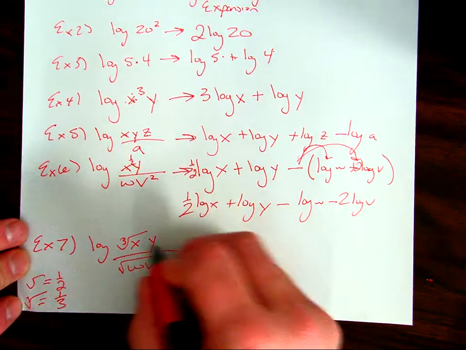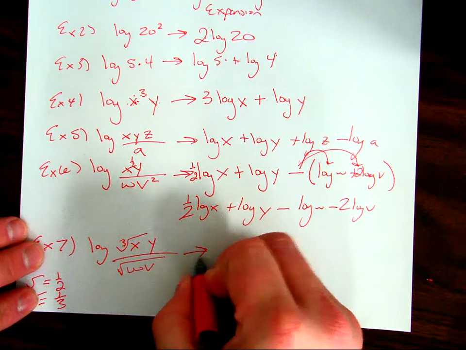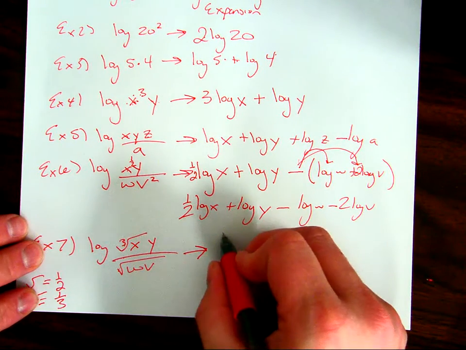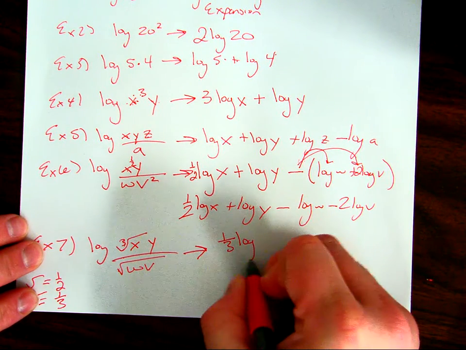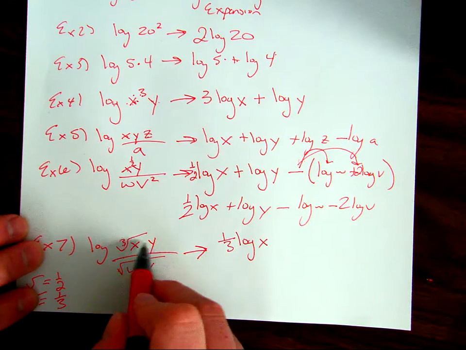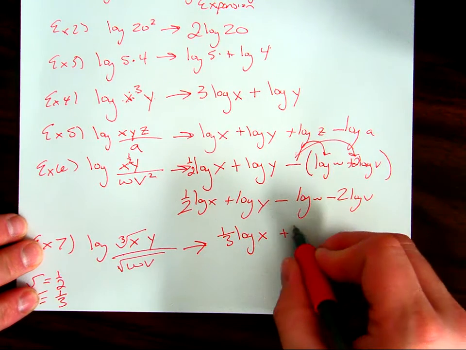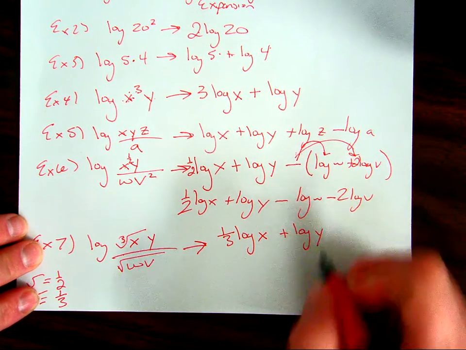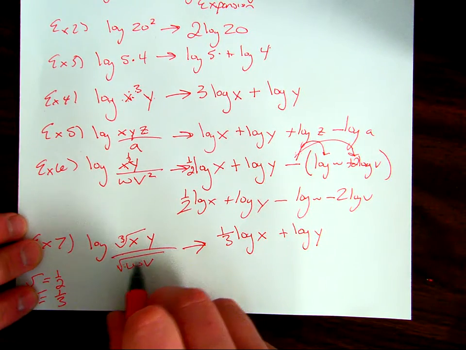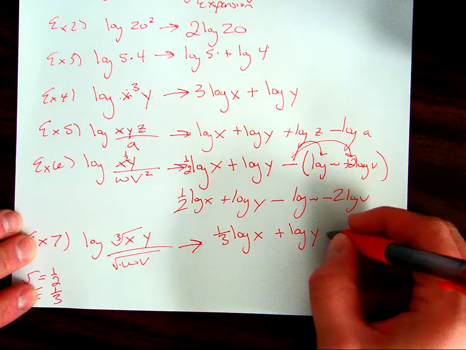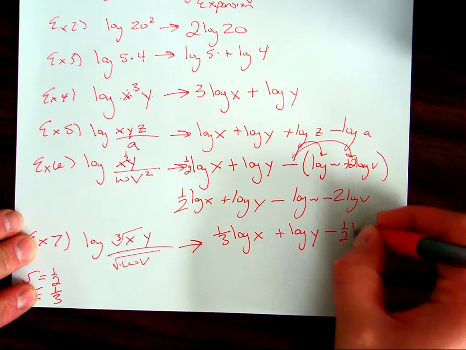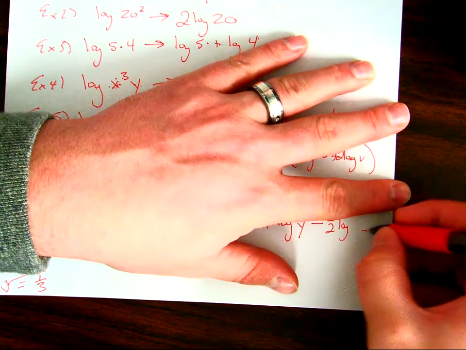So in this case, if we want to expand this out, we start with the x. So that's 1/3 log of x. And then between x and y, we're multiplying. So plus log y. And then this whole quantity down here is square rooted. So that's going to be minus 1/2 log minus 1/2 log.